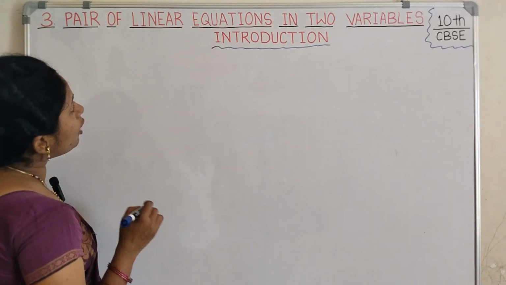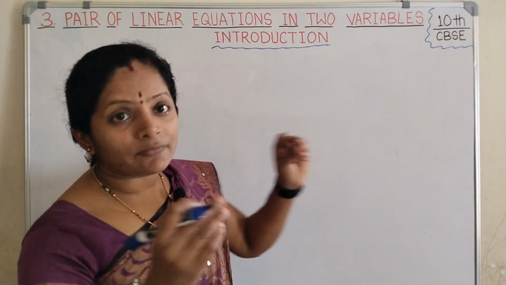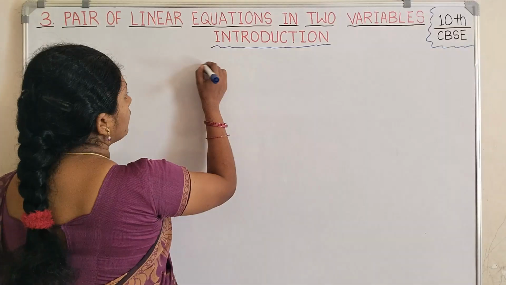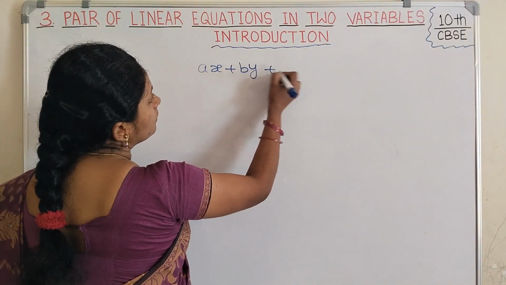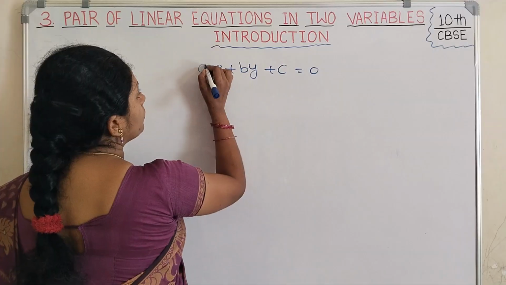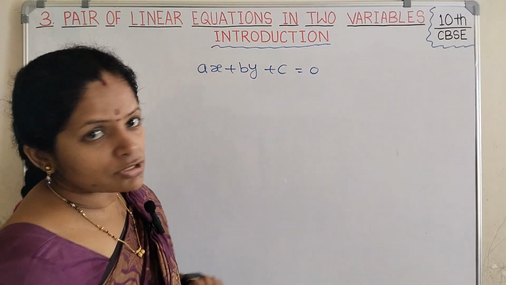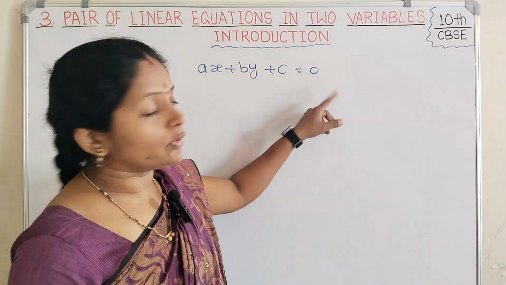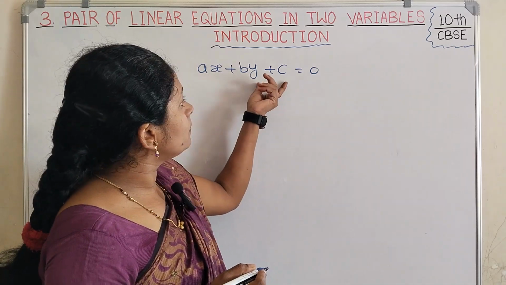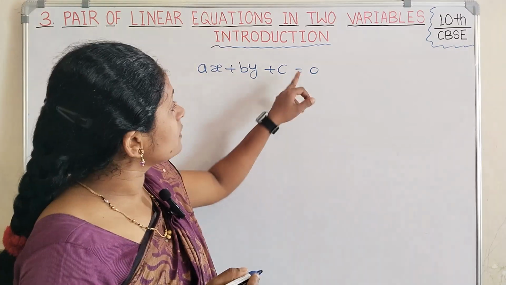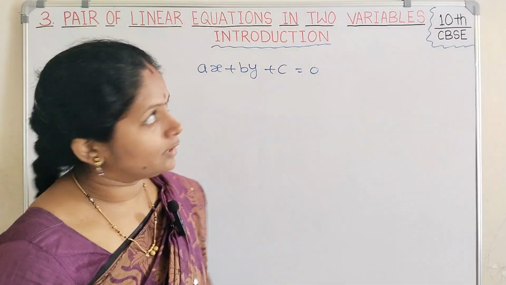What is the standard form of a linear equation in two variables? ax + by + c = 0. Why is it an equation? Because we are going to use equals to 0. ax + by + c = 0. Means we are going to use the equation here.